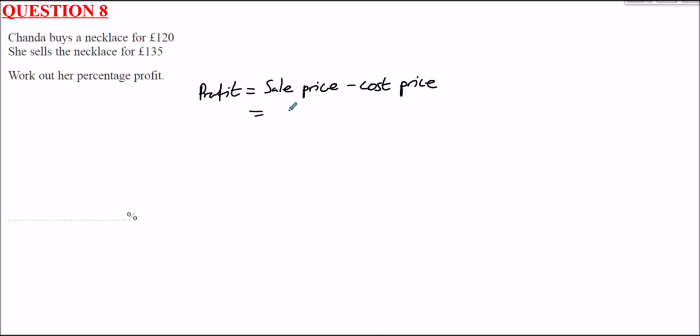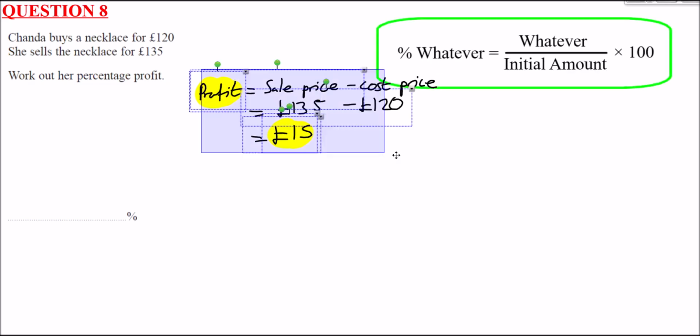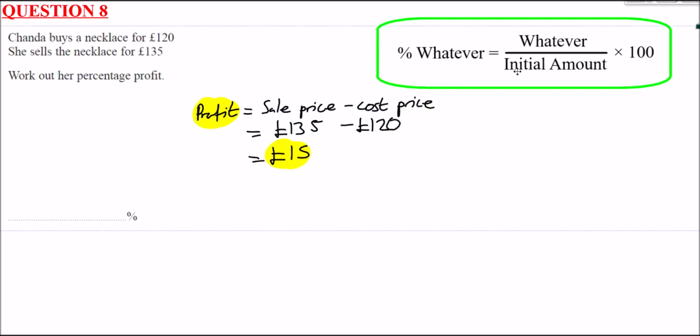So she sold it for 135. She bought it for 120. So she's actually made an extra £15. So her profit is 15. Now we don't want to work out just her profit, we want the percentage profit. There's a general formula for this. Percentage whatever it might be is the quantity in question, in this case profit, as a fraction of the original amount, times by 100.